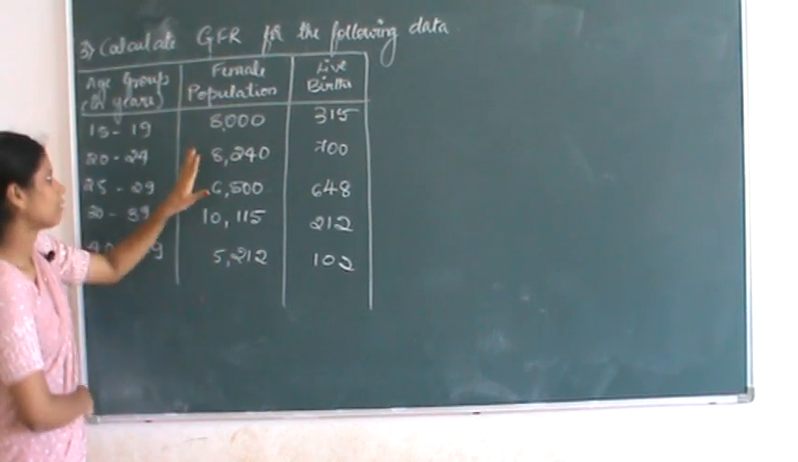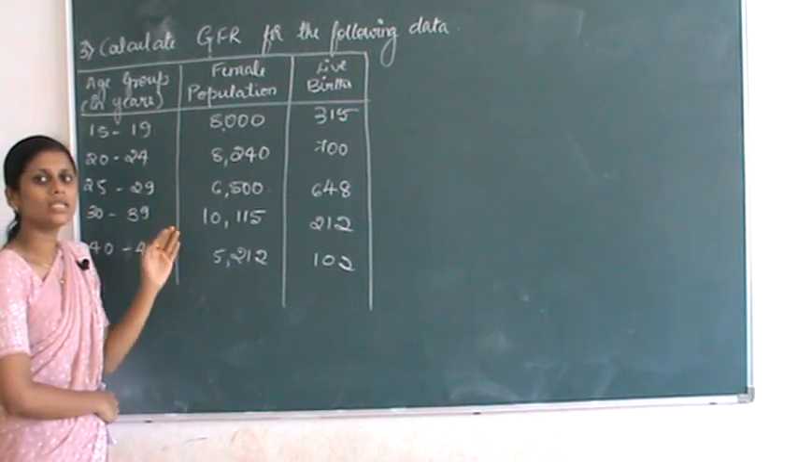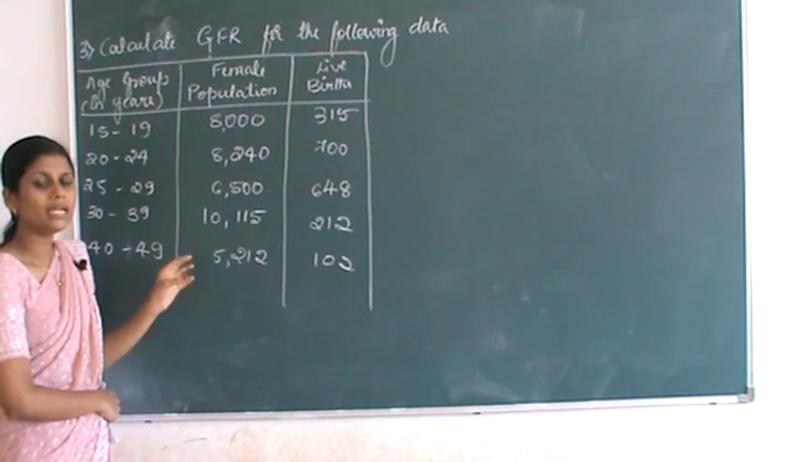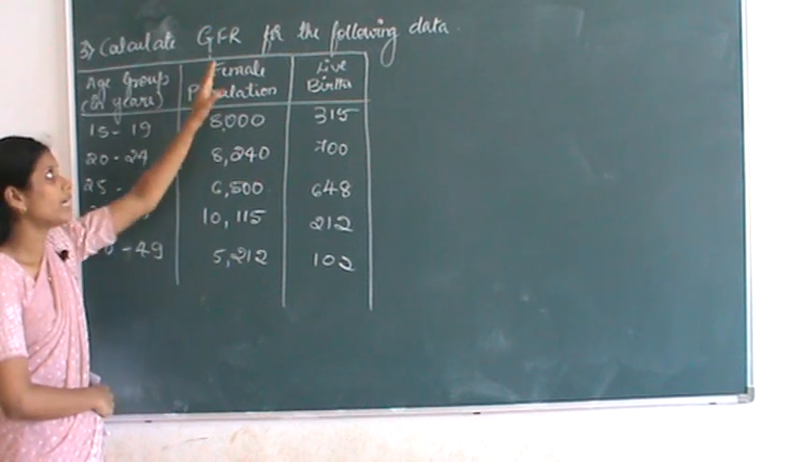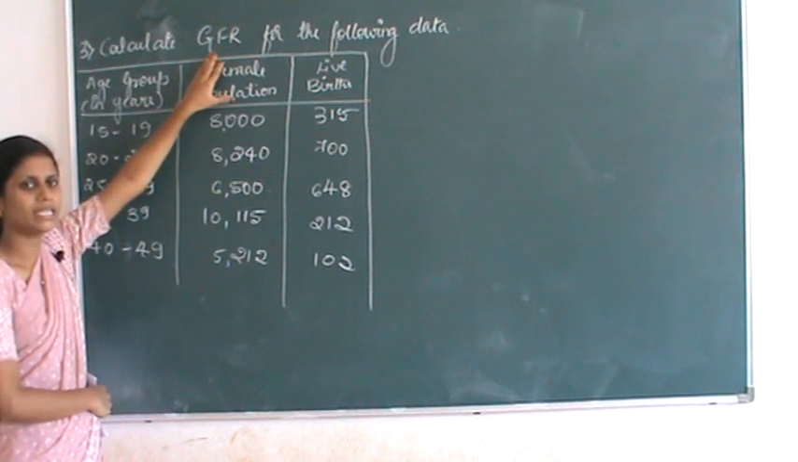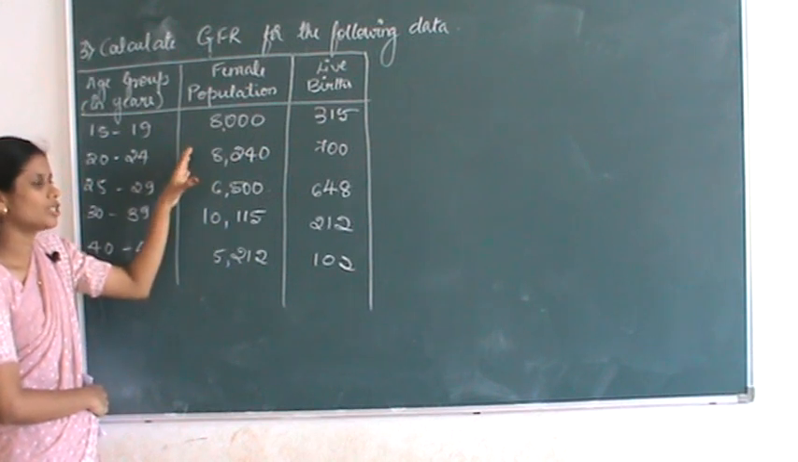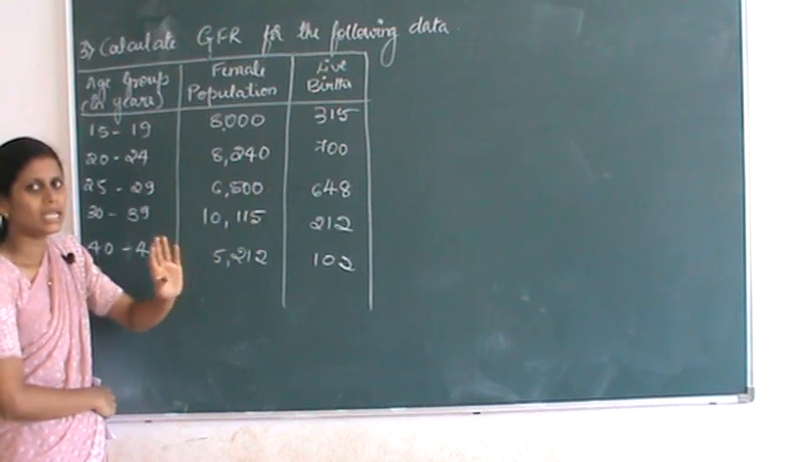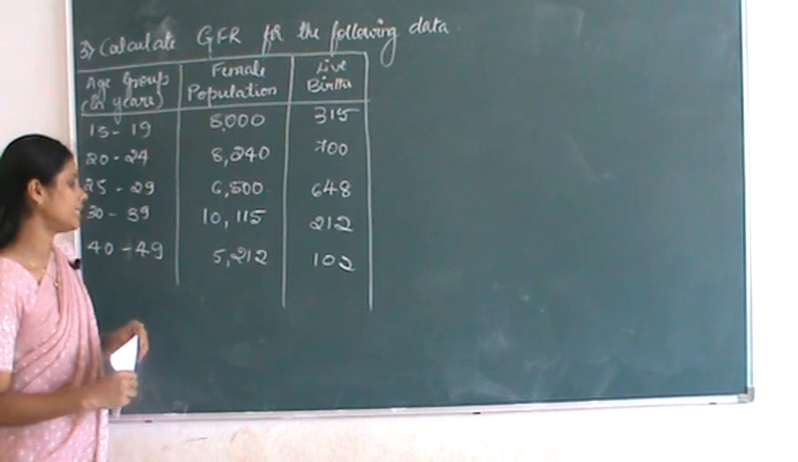See the difference between the previous question and this question. In the previous question, they had asked to calculate CBR as well, that's why they had given male population also. But here, as we are asked to calculate general fertility rate, we do not require male population. Hence, only age group, female population and live births are given. This information is enough for calculating general fertility rate.